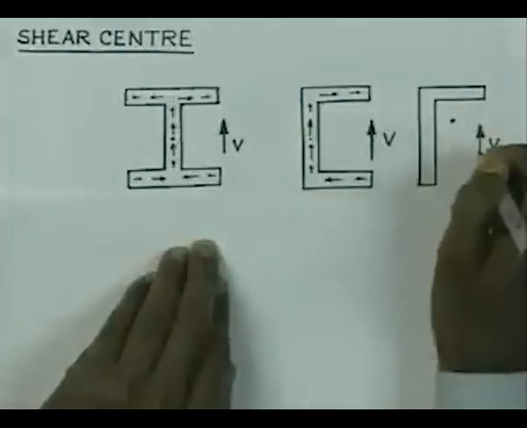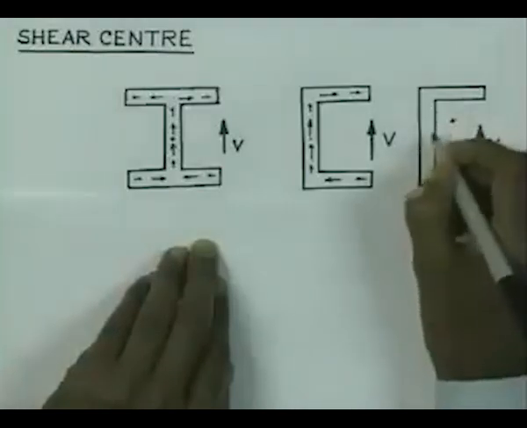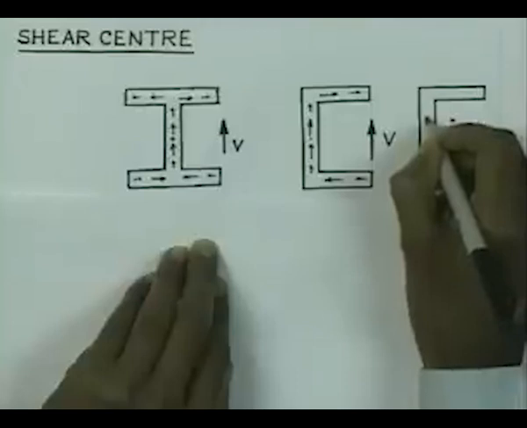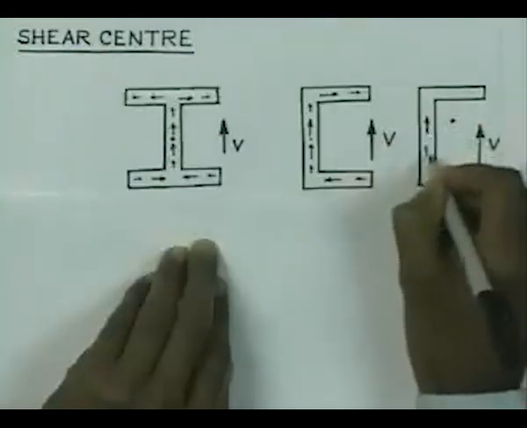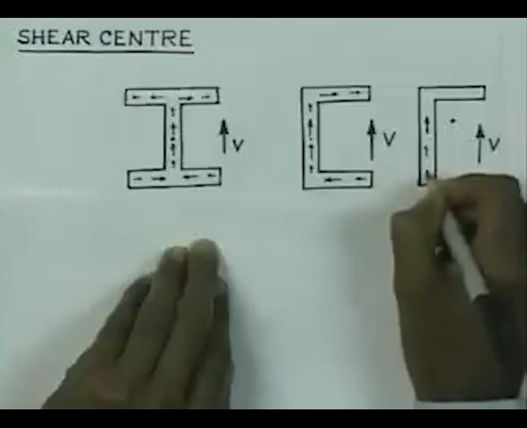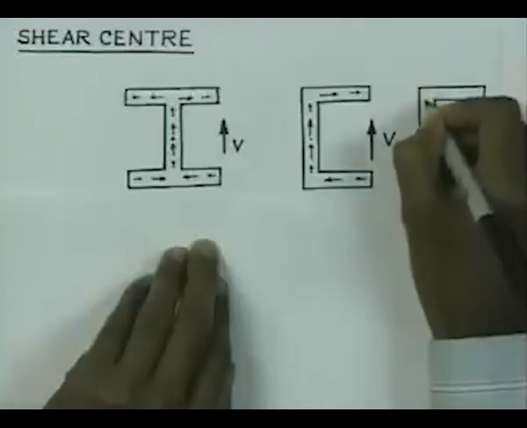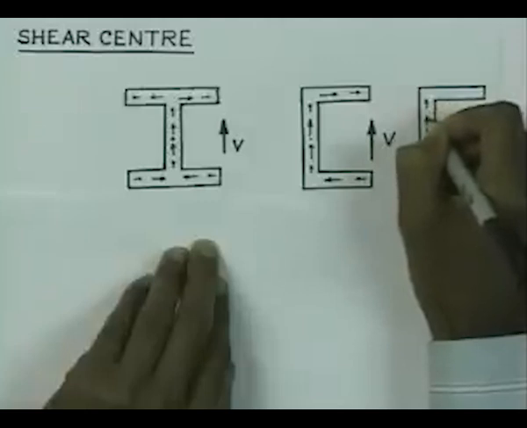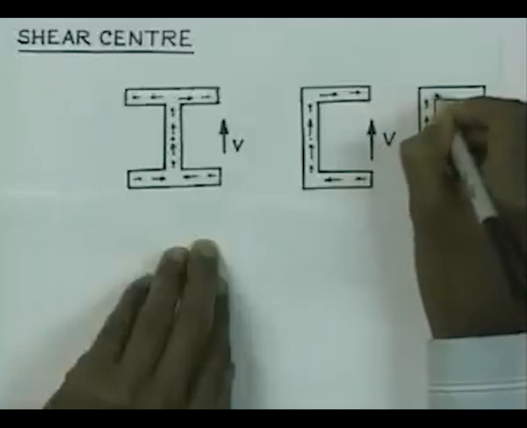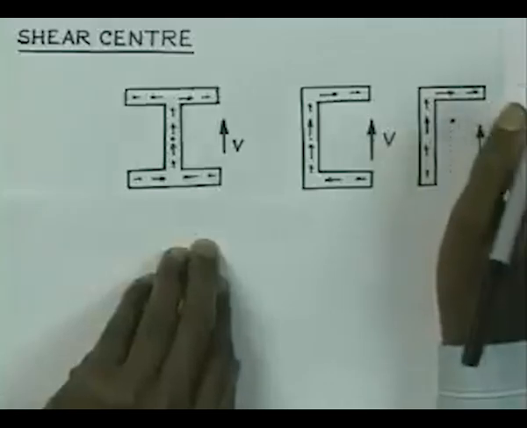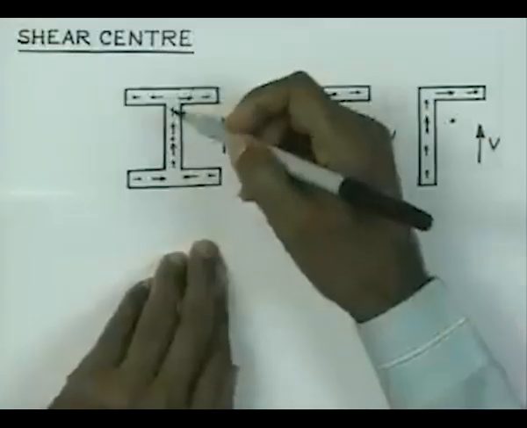For a section of this type, if the shear force is acting parallel to this, and CG is somewhere there, then we will have maximum shear stress like this, and it will reduce in magnitude to 0 at the bottom fiber. Similarly, it is going to reduce from the maximum at the CG to this point, and on the flange we are going to get shear stresses like this. Now, look at this difference.